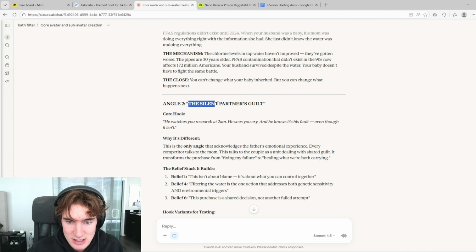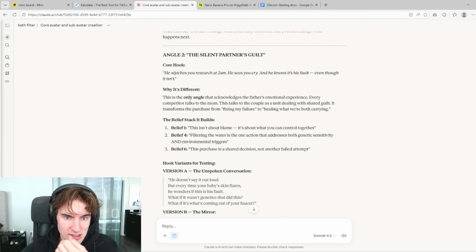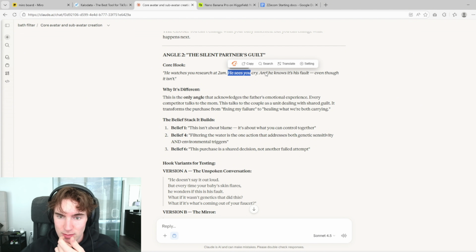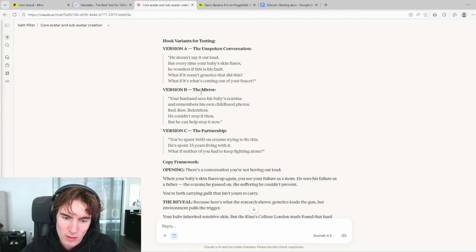See the second angle, the silent parent's guilt. He watches you research at 2 a.m. He sees you cry and he knows it's his fault, even though it isn't. I like this one a lot because this is really emotion driven for the woman. He watches you research at 2 a.m. He sees you cry. He knows that it's his fault, even though it really isn't, because it's kind of his fault since he has the eczema gene. But it obviously isn't his fault because there's really nothing he can do about it.